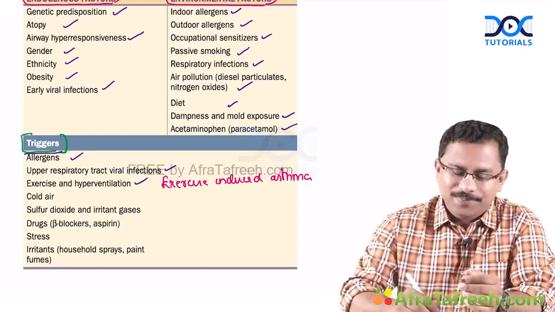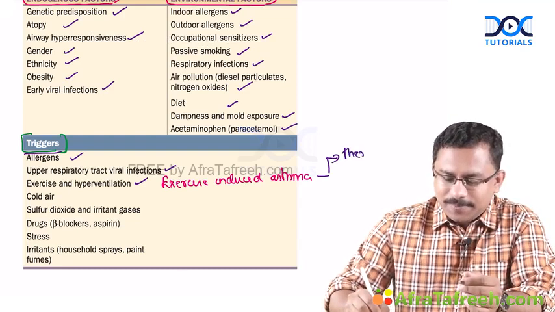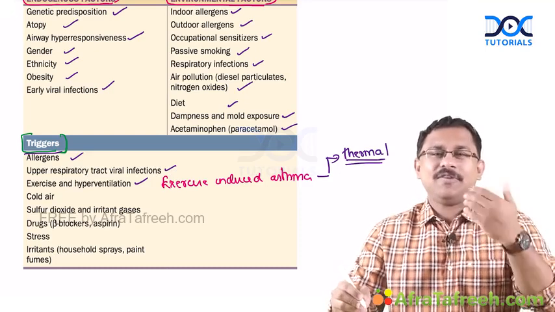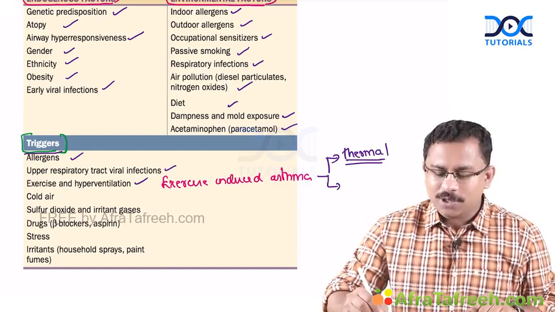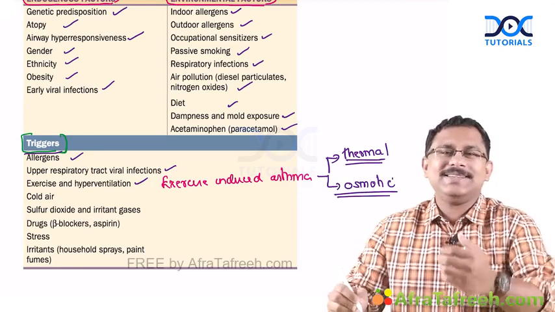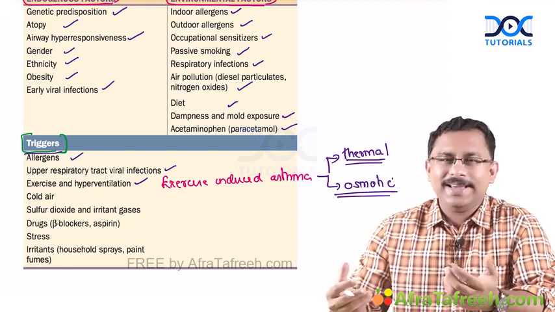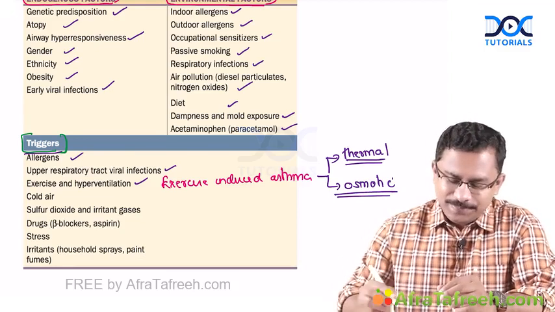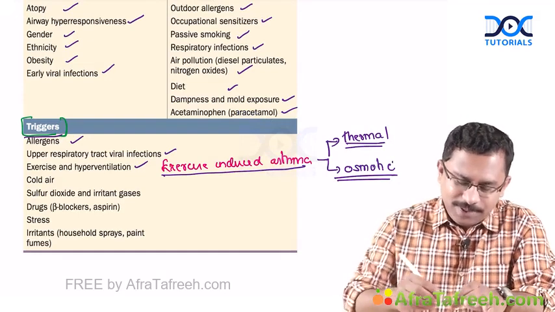You have a thermal theory, that is, the elevation of body temperature triggering an asthmatic episode. And you also have an osmotic theory, which means when you do exercise, there will be a loss of water and electrolytes, and this indirectly can trigger asthmatic episodes. So know that there is an entity by the name exercise-induced asthma.